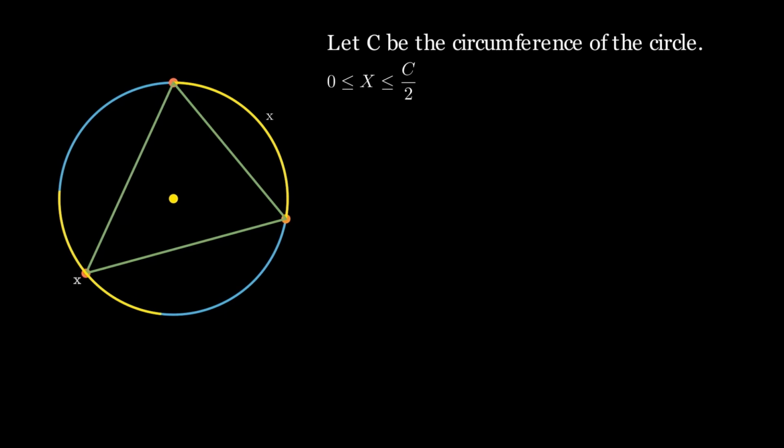Therefore, if the distance between the first 2 points is x, the probability that the center lies inside the triangle is x/C. This is because the favorable arc for the third point has a length x, while it can be placed anywhere along the total circumference C.